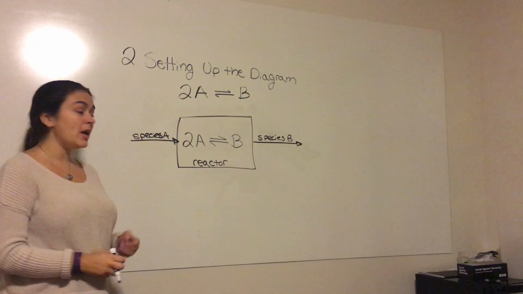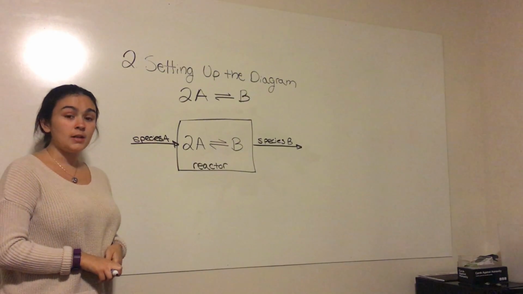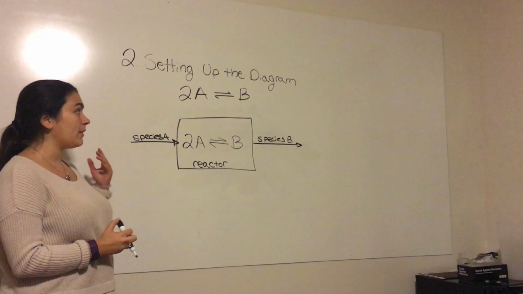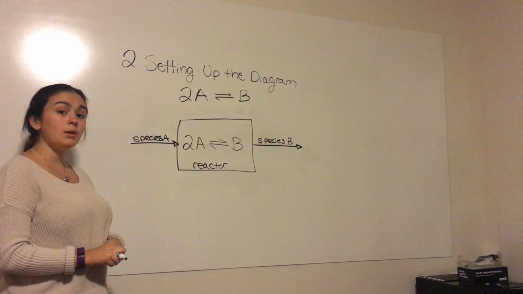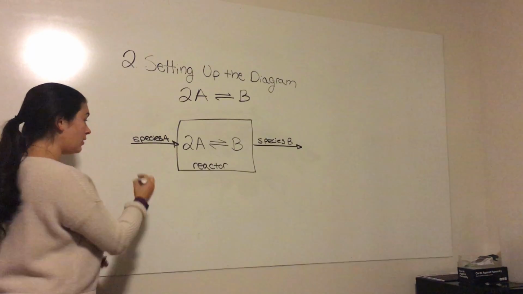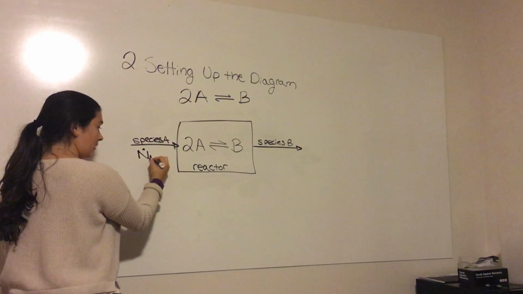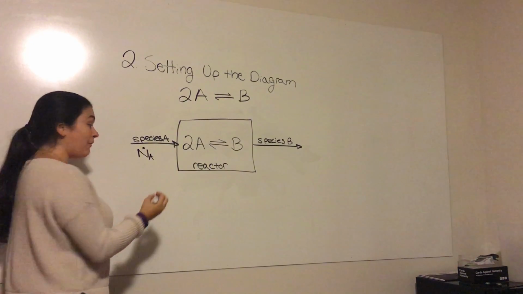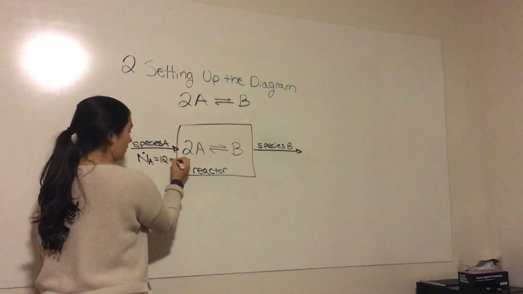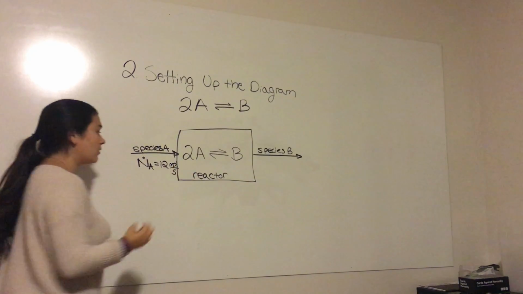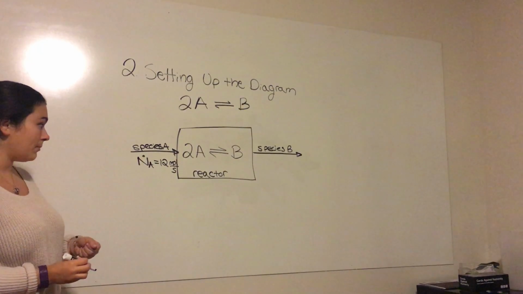The next thing we should do is more specifically specify each of the inlet and outlet streams. Doing this, we'll be using the values that were given to us in the problem. So for species A, we were told that the molar flow rate, so N dot of A, is going to be 12 moles per second. Underneath the inlet stream, I'm going to write that value for ease for us later on in the problem when looking at the diagram.